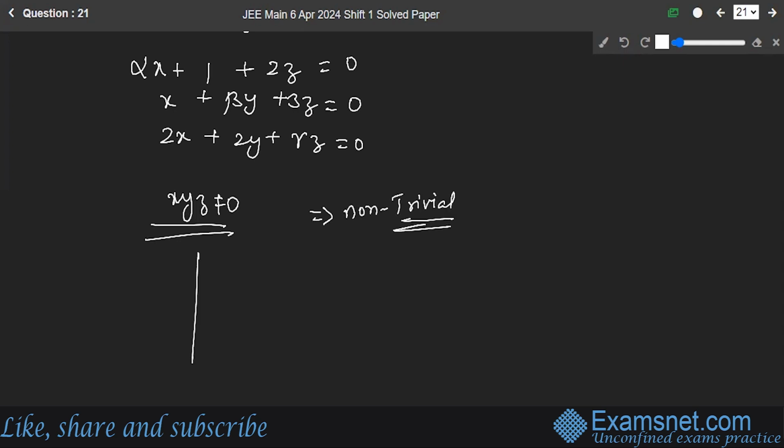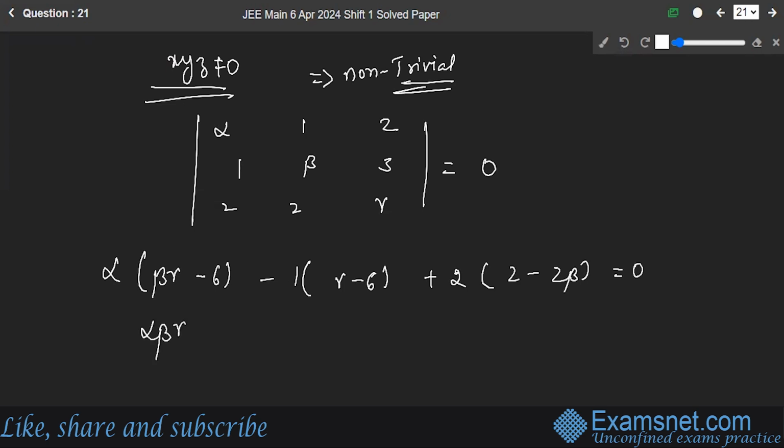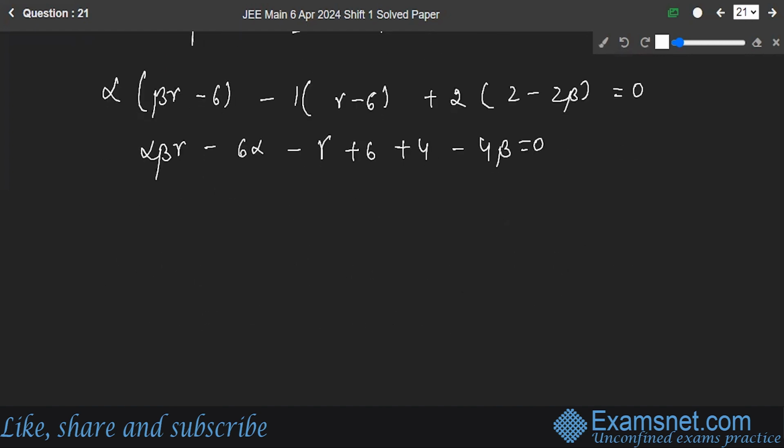Right? That means the determinant of alpha 1, 2, 1, beta 3, 2, 2, and gamma is equal to 0. Let's find out the determinant. This will be equal to, you have alpha, beta, gamma minus 6 minus 1. This is alpha minus 6 plus 2, 2 minus 2 beta is equal to 0. So you have alpha, beta, gamma minus 6 alpha minus gamma plus 6 plus 4 minus 4 beta is equal to 0.